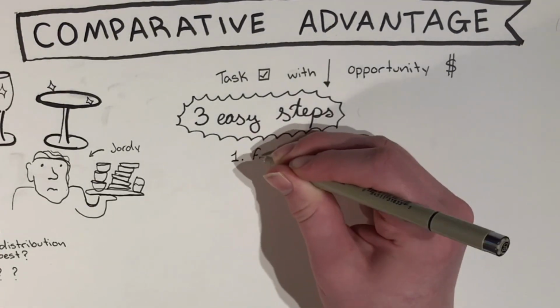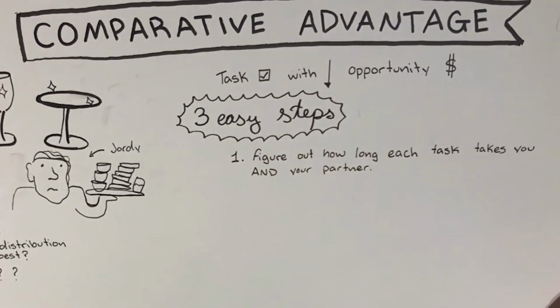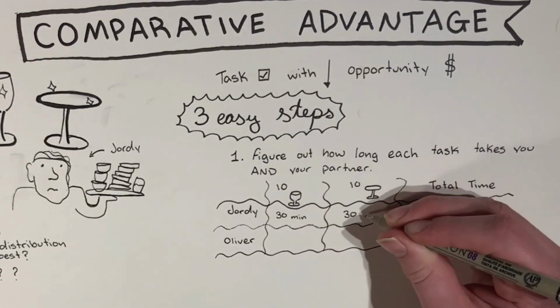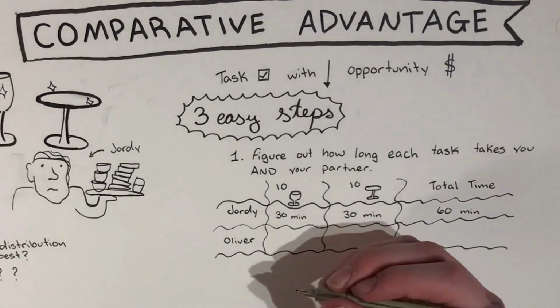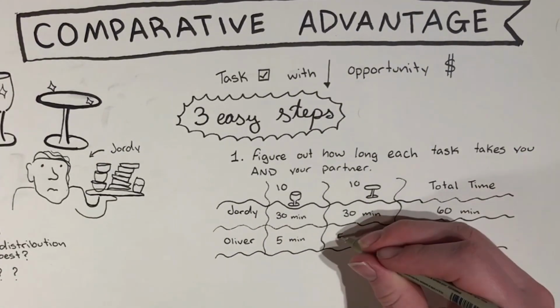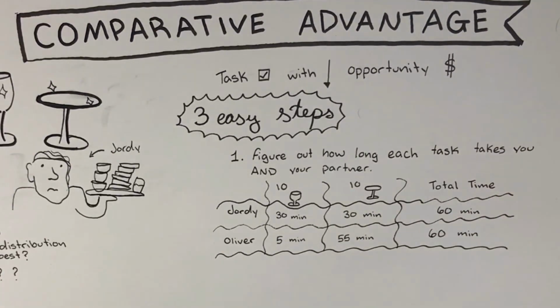So, the first step is to figure out how long each task takes you and how long it takes your partner. For me, I can clean 10 wine glasses in 30 minutes and I can bus 10 tables in 30 minutes. Oliver told me that he thinks he can clean 10 wine glasses in 5 minutes, and that it takes him about 55 minutes to clean 10 tables. When you're dealing with comparative advantage, it is really helpful to make a table. That's what's been really helping me out here, so I suggest you do the same.